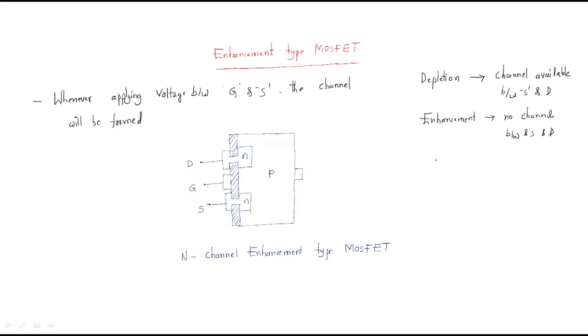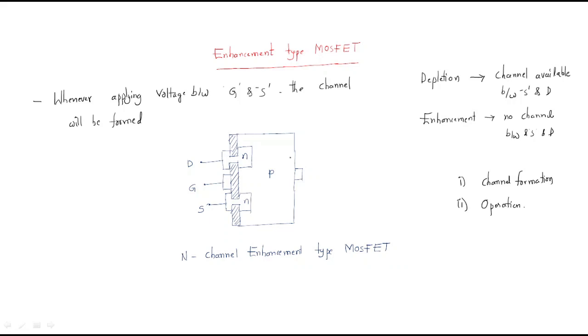Okay. First, we should understand the channel formation. Then we should understand the operation. By using this gate and source voltage, we will understand the channel. First, if the gate and source voltage is 0, there is no gate and source voltage, then what happens?